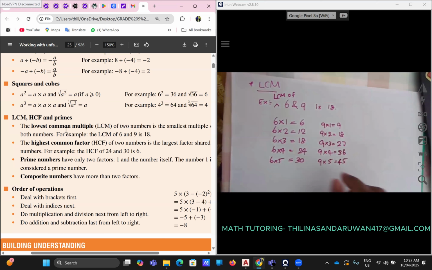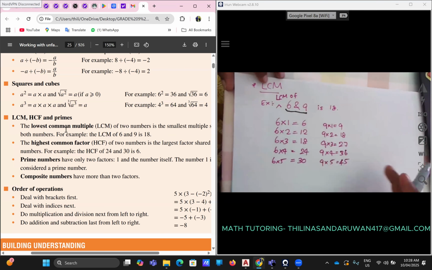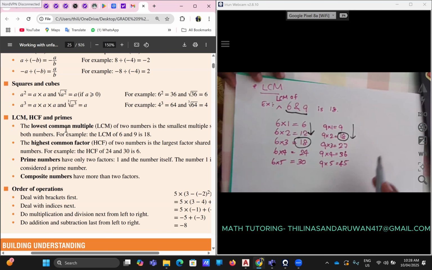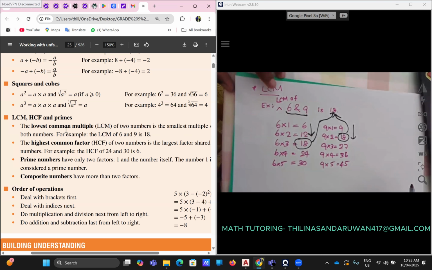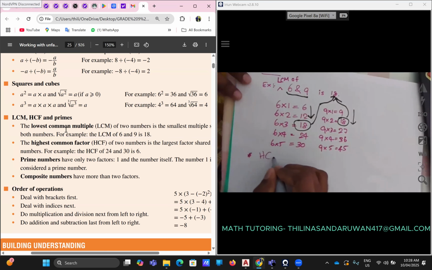Then you should look for the common number that both of these get. You will see 18 is common for both. So this is the lowest common multiple for 6 and 9. You should write it down like this and see which number is the lowest common multiple. All right. Then we will go through the HCF.